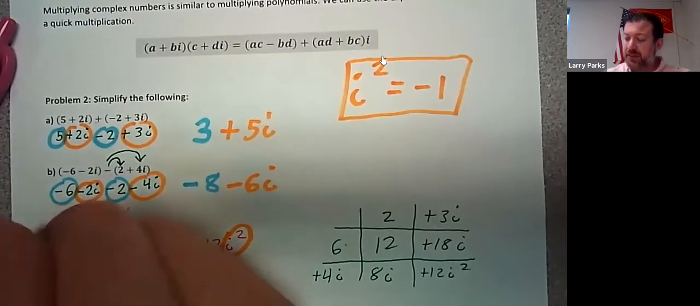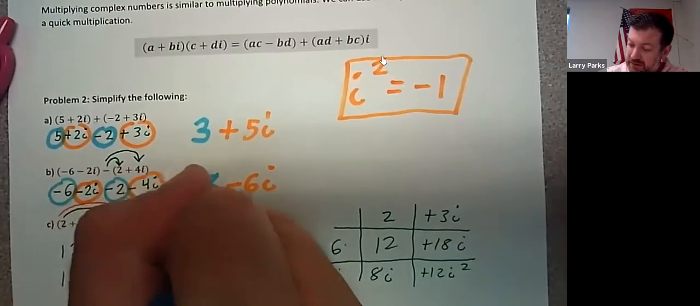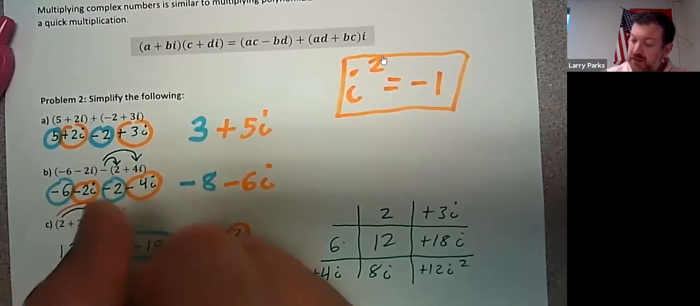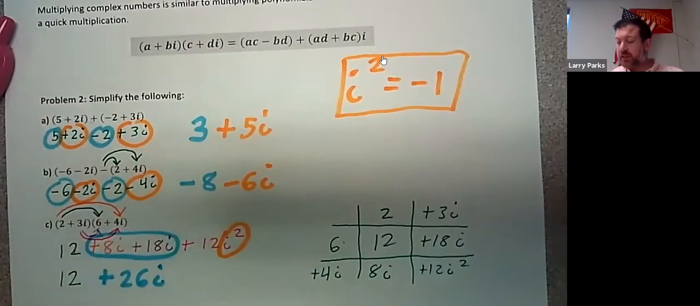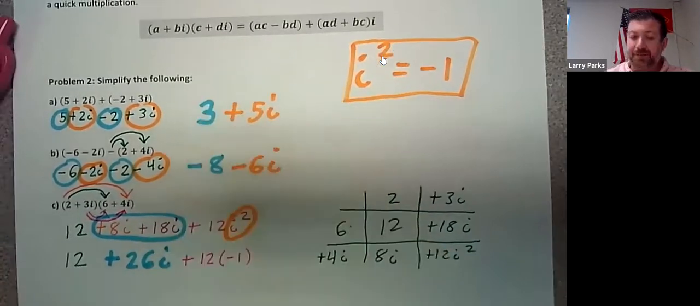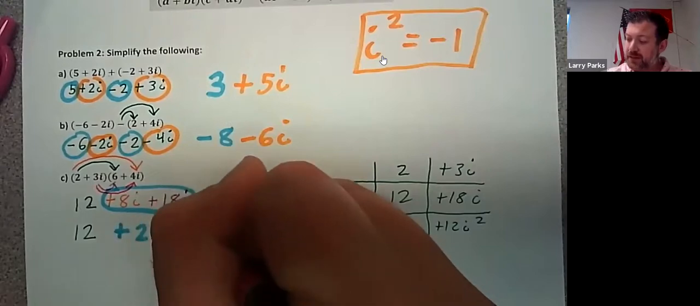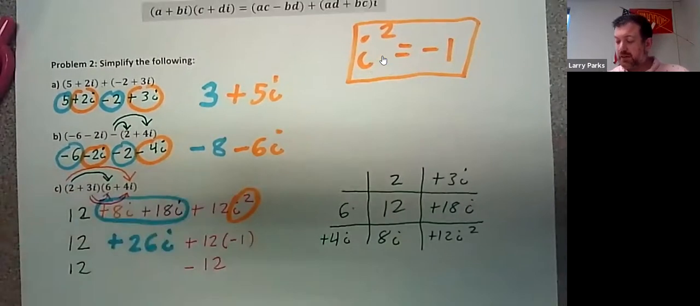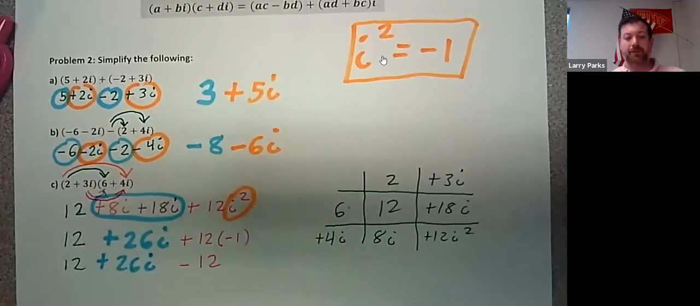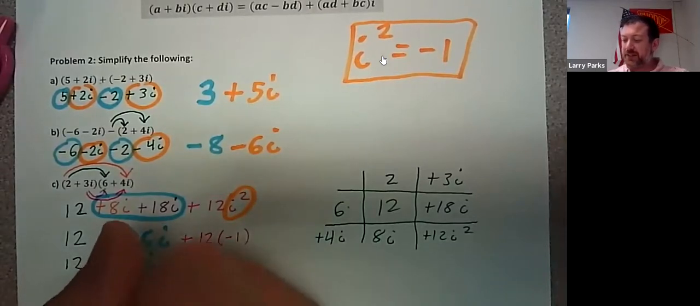Okay. So let me rewrite this. I got 12. I see the 8i and 18i, that's 26i. And then I just said that i squared is negative 1, so that'd be plus 12 times negative 1. From there, 12 times negative 1, negative 12. And then I see that my 12s cancel. 12 minus 12 is 0. So those cancel and I just get 26i.